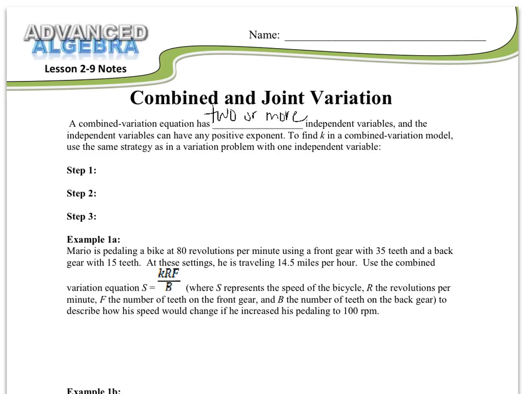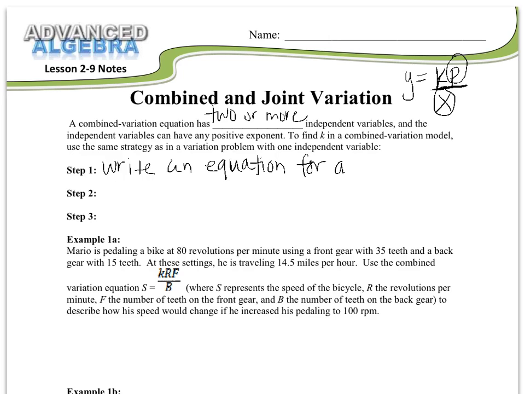An example of a combined variation equation could be y equals k times p divided by x, where you have a direct relationship between y and p and an inverse relationship between y and x. So that's combined. So it has both direct and inverse. So in step 1, when you're solving these types of problems, you're going to find one example that relates all the variables at the same time. In other words, you're going to write out an equation for all the variables.